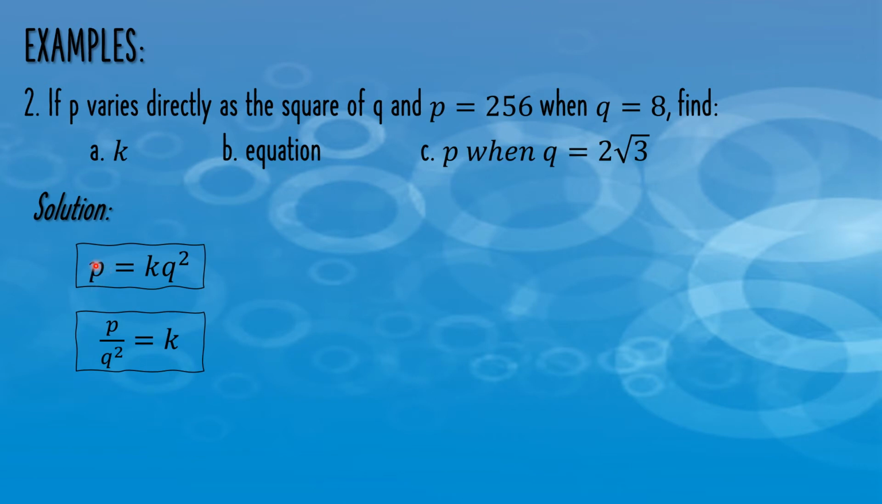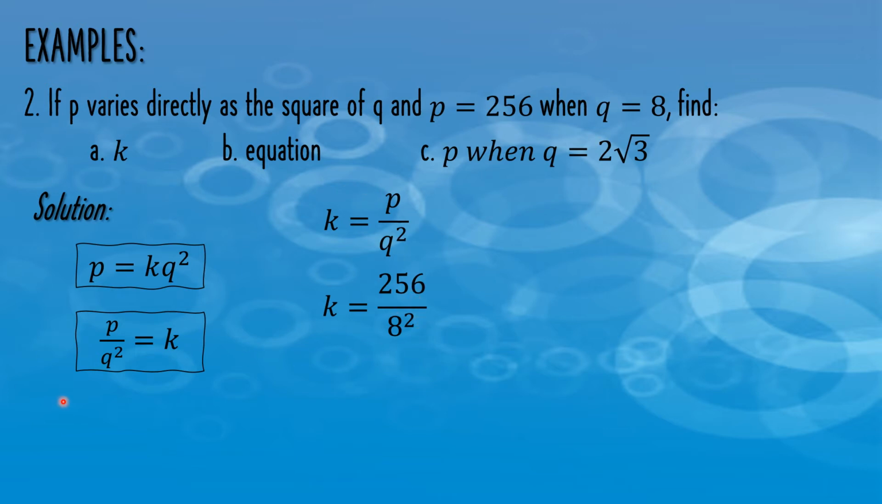Okay, kapag ganito yung ating given, p varies directly as the square of q. So since ang naunang variable ay p, so iyon yung nasa left side, equals k, and then square down ng q, so that is q squared. Okay, let us now find the value of k using the formula. So the value of p is 256 over 8 squared.